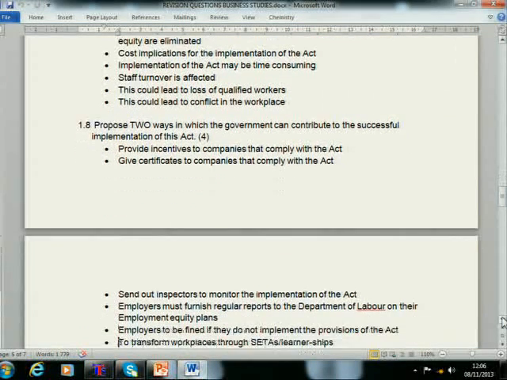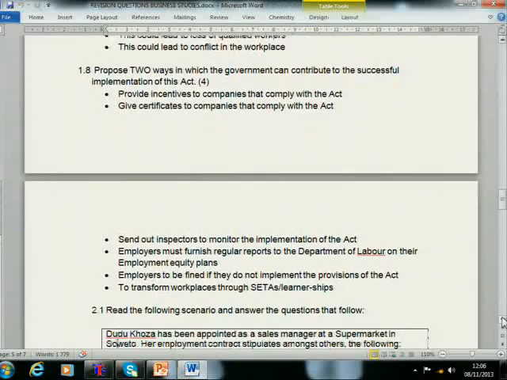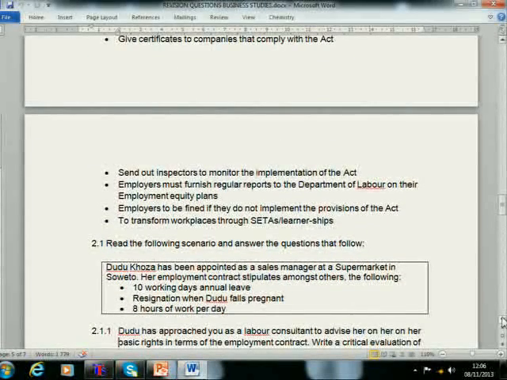The other thing they can also do would be to send out inspectors to go and monitor the implementation thereof. See if companies are implementing the act. It's not only on paper. After sending their equity plans, make sure that they are implemented. Employers must also furnish regular reports to the Department of Labor on their employment equity plans.